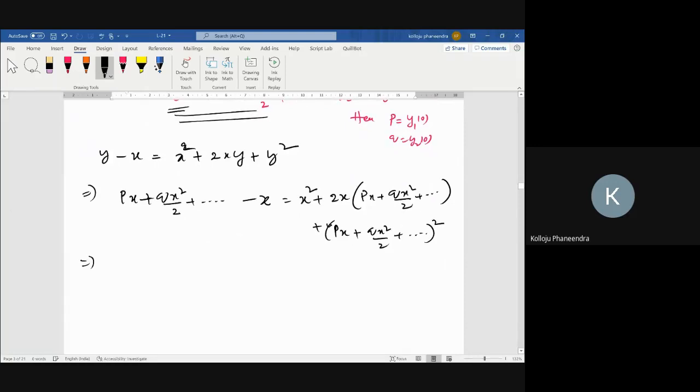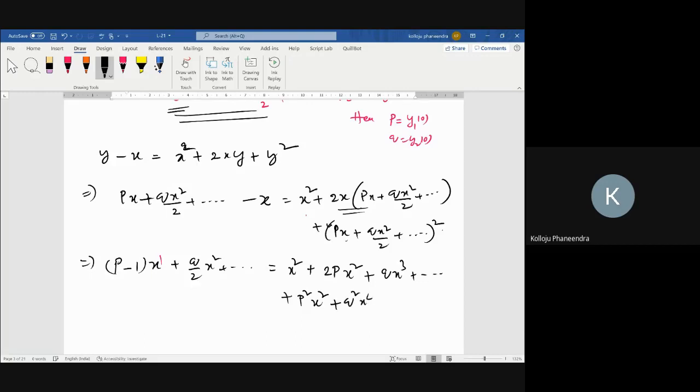If I simplify this, the left side is p minus 1 into x plus q by 2 x square and so on. On the right side, this is important: start with x power 1. This is x square, this is also x square, this is x cube, and here also the whole square gives x square. So there is no x power 1 term on the right side. Let me simplify: x square plus 2p x square plus q x cube and so on, plus p square x square plus q square x power 4 by 4. Only the first two terms are needed, no need of the remaining.